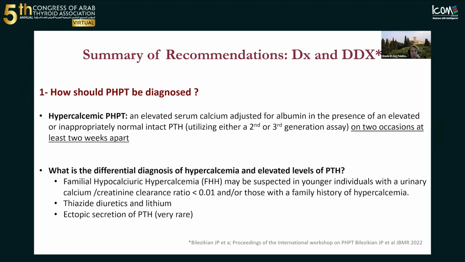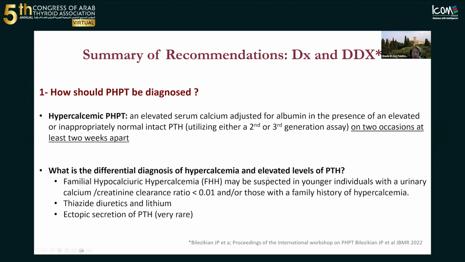In the workshop, we have actually defined hyperparathyroidism as either hypercalcemic or, as I'll show you in the next slide, normocalcemic. Hypercalcemic hyperparathyroidism is defined by an elevated serum corrected calcium for albumin in the presence of an elevated PTH, in 85% of cases, or inappropriately normal PTH, regardless whether you use second or third generation, on 2 occasions at least 2 weeks apart. One value with 1 PTH is not enough.